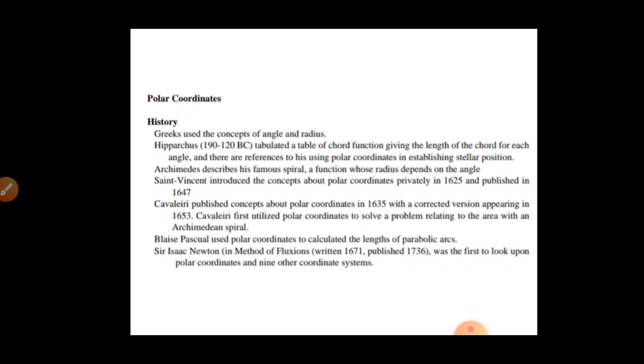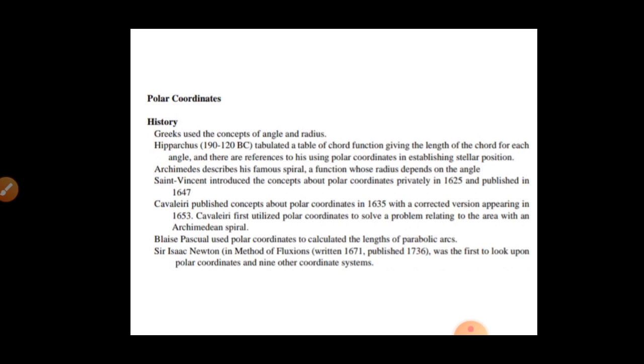Saint Vincent introduced the concepts about polar coordinates privately in 1625 and published in 1647. Cavalieri published concepts about polar coordinates in 1635, with a corrected version appearing in 1653. Cavalieri first utilized polar coordinates to solve a problem relating to the area within an Archimedean spiral.